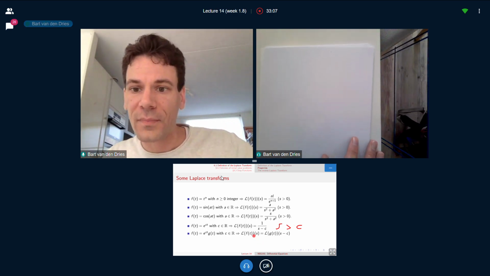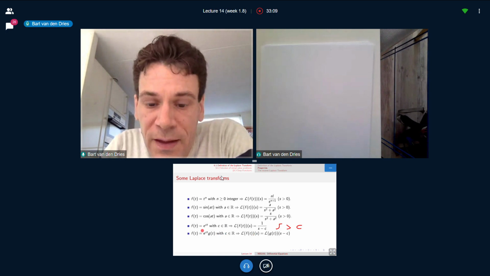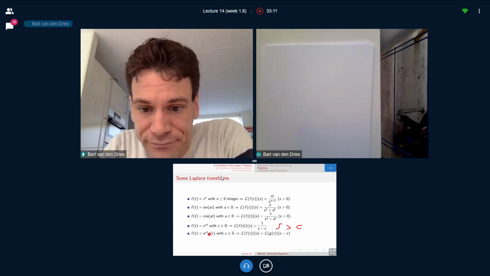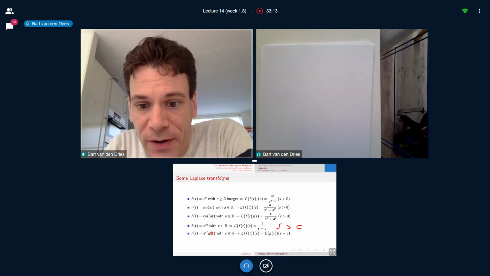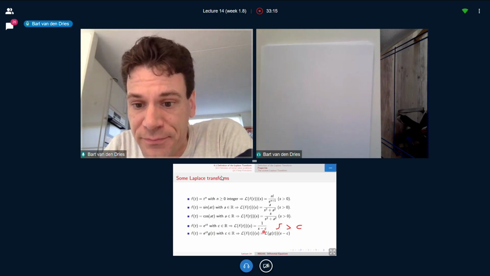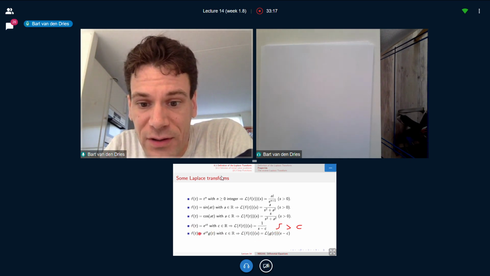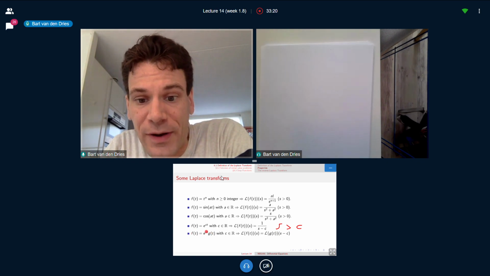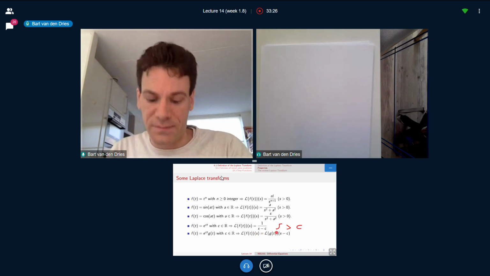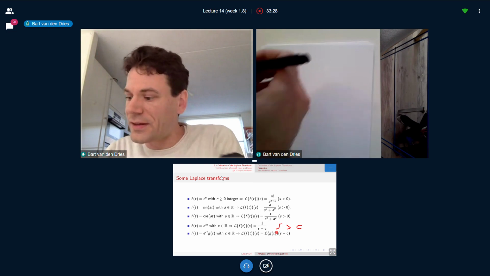And the last one is useful in some cases. If you have e to the power ct times some function g, then the Laplace transform of g times e to the power ct is simply the Laplace transform of g, but not evaluated at the point s, but at the point s minus c. And you can actually write that down immediately.